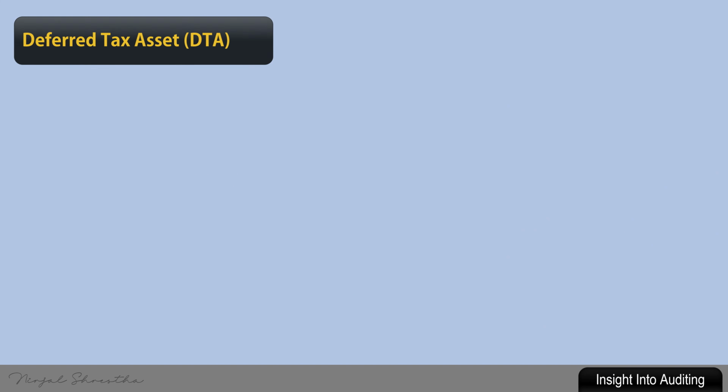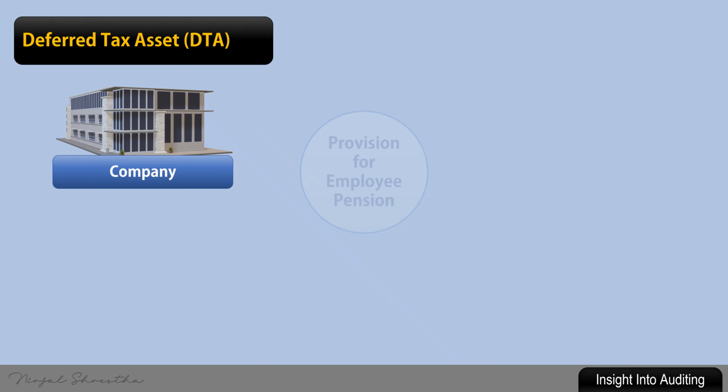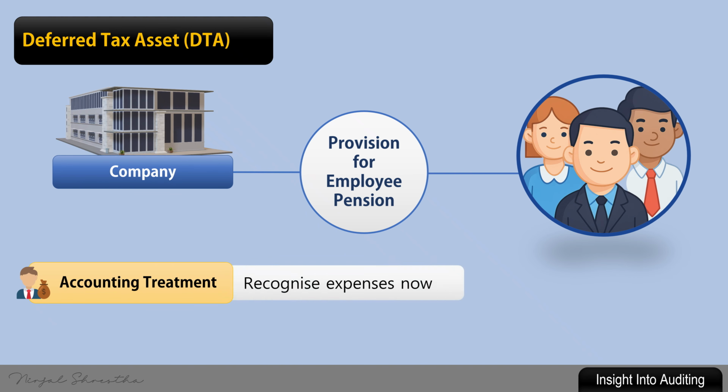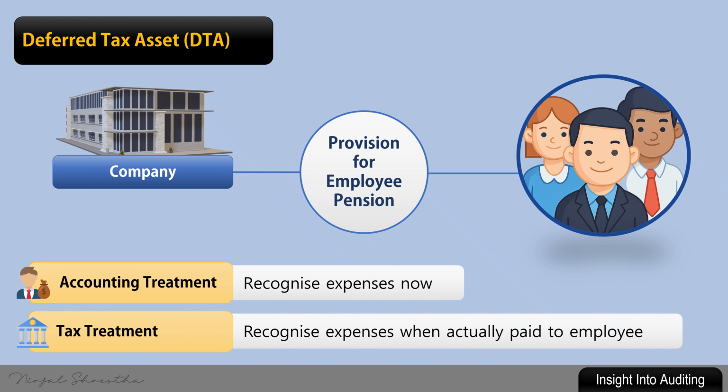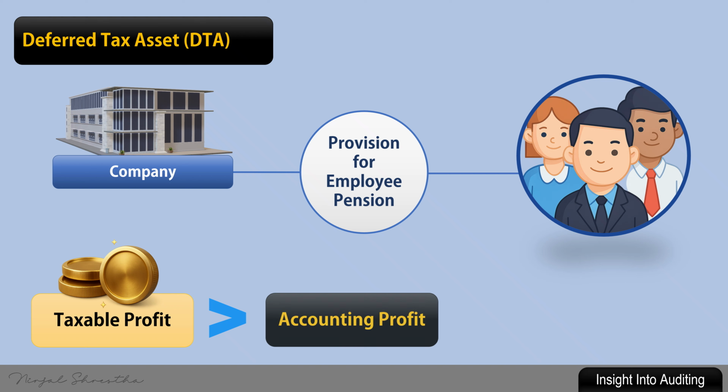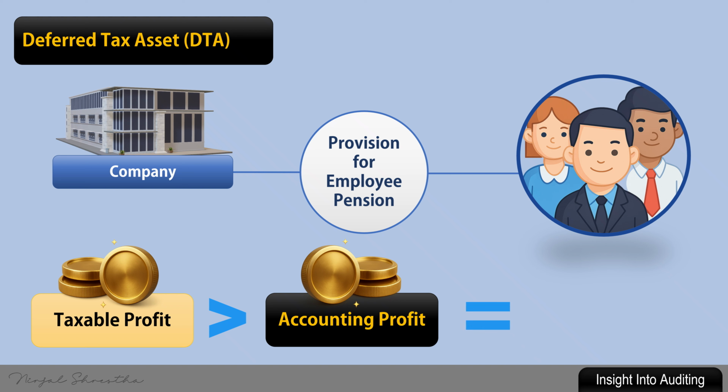Let's look at a deferred tax asset example. Imagine a company setting aside a provision for employee pension. For accounting, they expense this now. But for tax, the deduction is only allowed later, when the actual payment is made to the employee. This means their current taxable profit is higher than their accounting profit. The company has paid more tax now than they should have according to their accounting books. This creates a deferred tax asset, a future tax deduction waiting to happen.